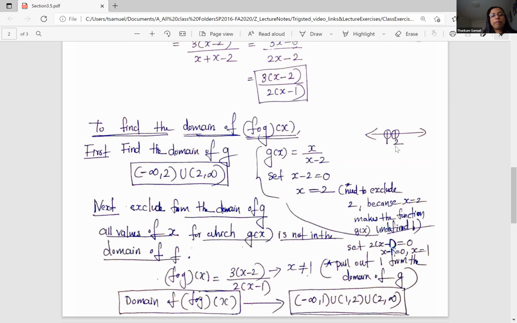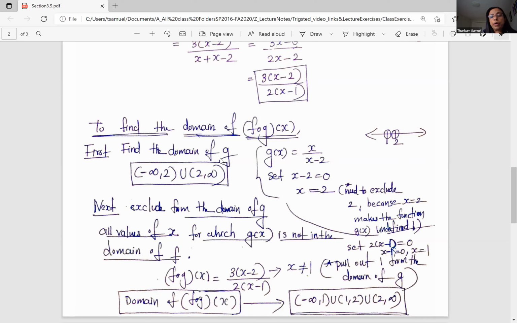By using interval notation, we can write the domain of g as parenthesis negative infinity to 2, parenthesis, union, parenthesis 2 to infinity, parenthesis. So we cannot have 2 in the domain of g because 2 makes the function undefined. So we found the domain of g.